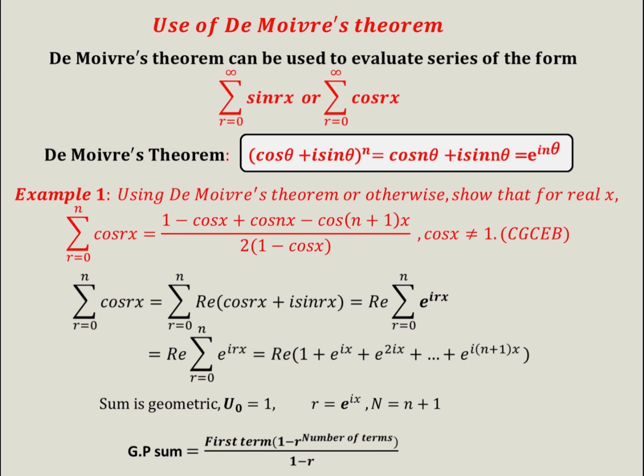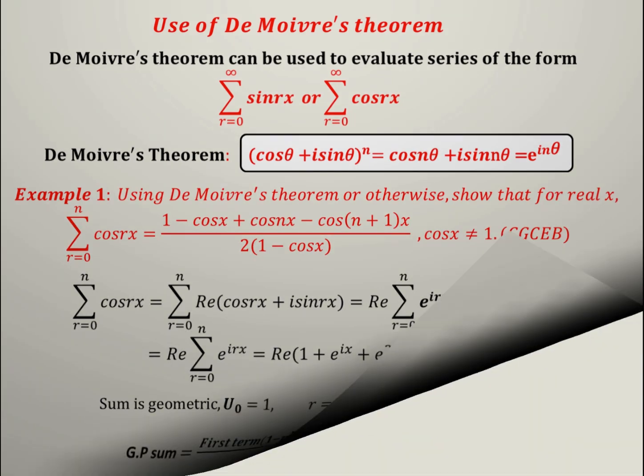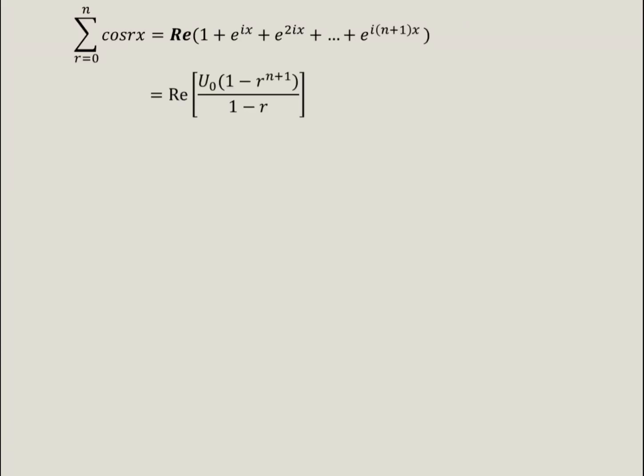From there, we apply the formula for the sum of a GP, which is the first term times 1 minus the common ratio raised to the power of the number of terms, all over 1 minus the common ratio. We apply the formula directly, recalling that we need the real part of the sum as the solution. Written in symbolic form, it is u naught times (1 minus r to the n plus 1) all over 1 minus r. So we substitute the parameters: first term times (1 minus e to the i(n plus 1)x) all over 1 minus e to the ix.